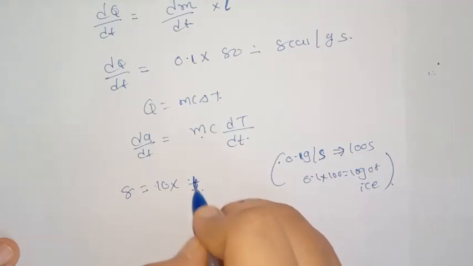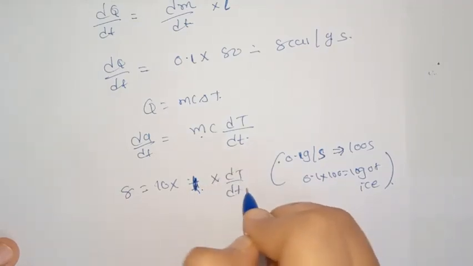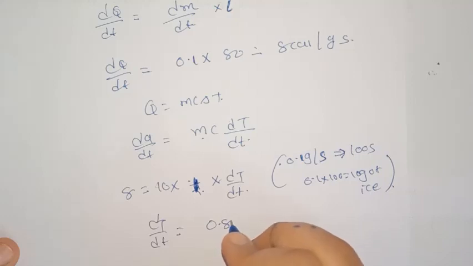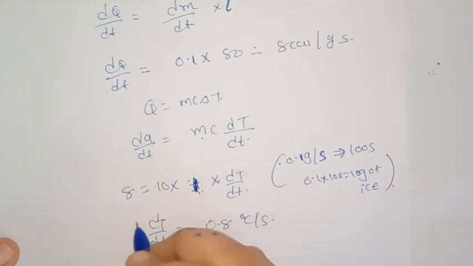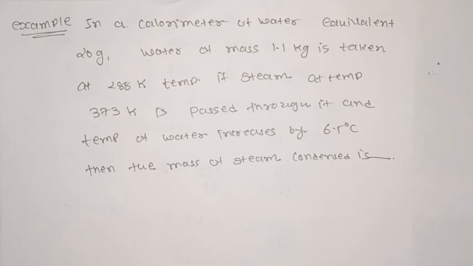Sorry, it is converted into water, so c is 1 into dt by dt. So dt by dt will be equal to 0.8 degrees Celsius per second. So after melting the ice, the rate of rise of temperature will be 0.8 degrees Celsius per second.